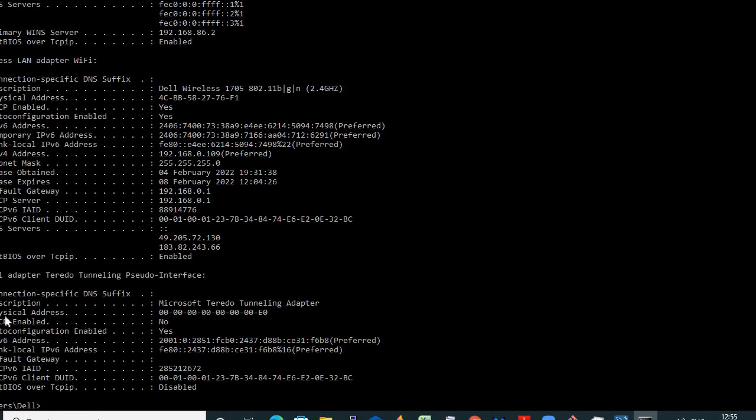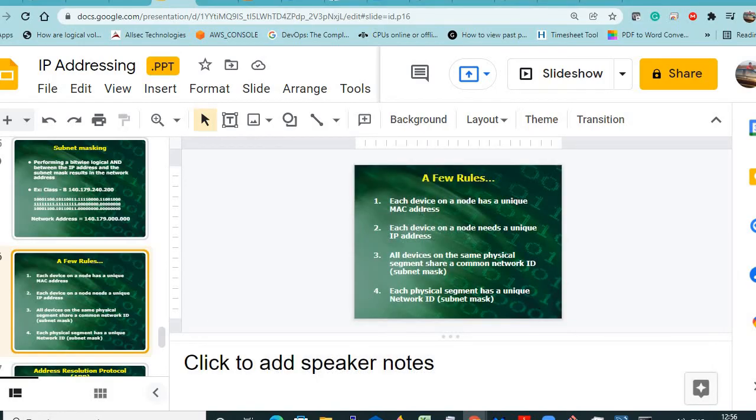So this is the MAC address. The physical address that you see, this is the MAC address, and it will be unique. You can check in your laptop also. So every device on a node has a unique MAC address.